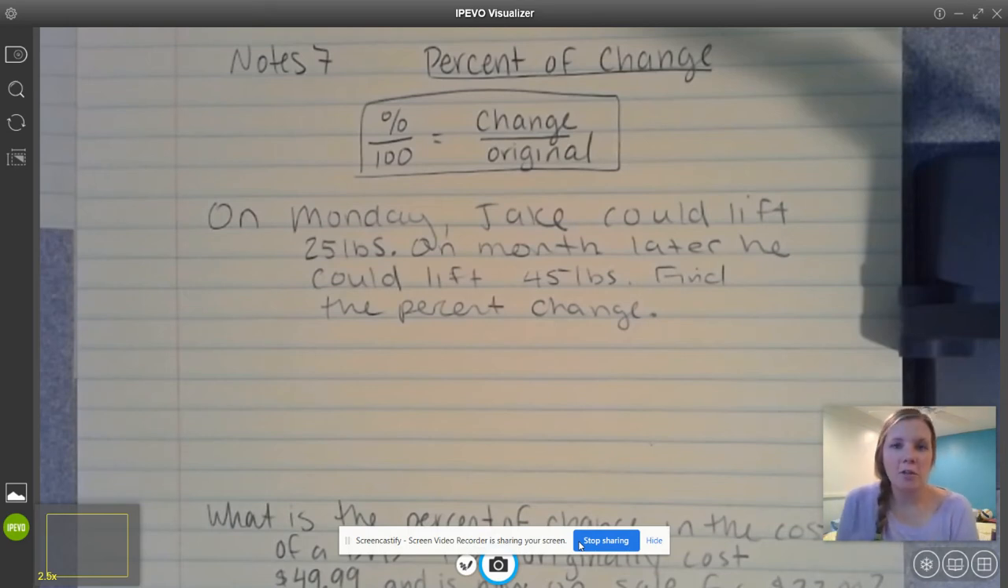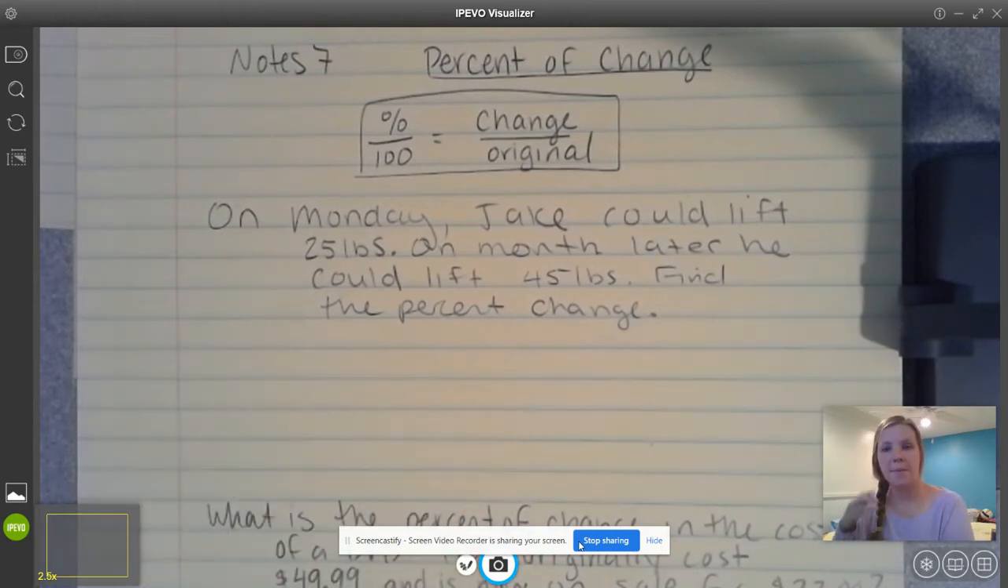Hello, here are note 7 on percent of change. We are working through a unit about percents right now. We've learned how to find percent of a number, work with just general word problems with percents, find tax and tip, and when things go on sale.